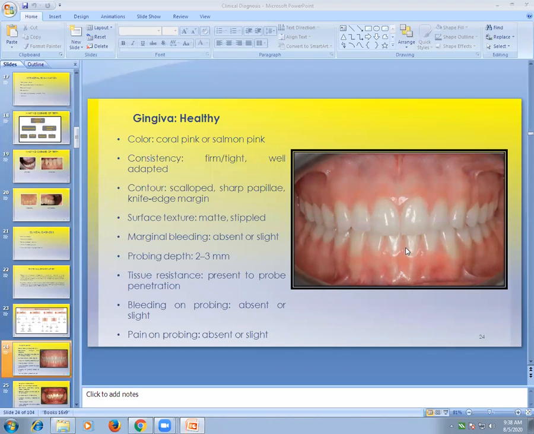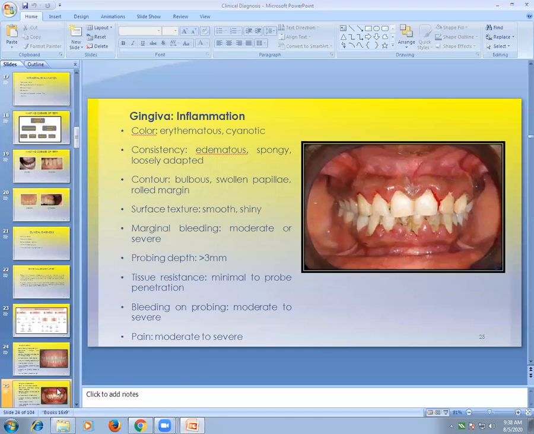So these scalloped margins change whenever pathologic conditions are there. See here on this next picture, you can see scalloping is sometimes accentuated. Here it is aggravated scalloping. Here there is loss of contour and loss of scallop.